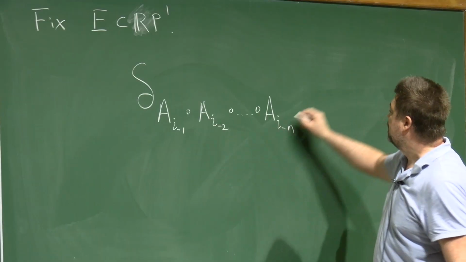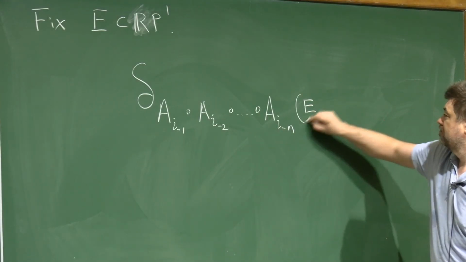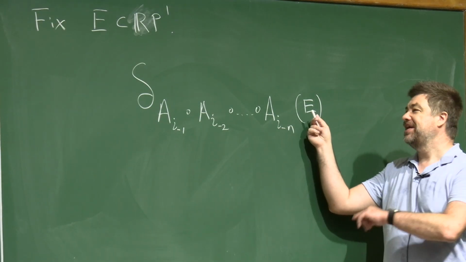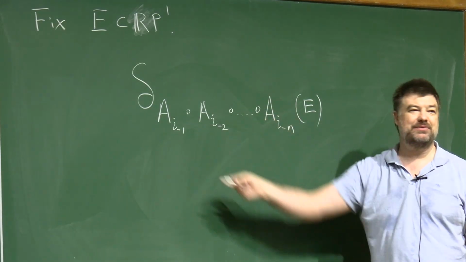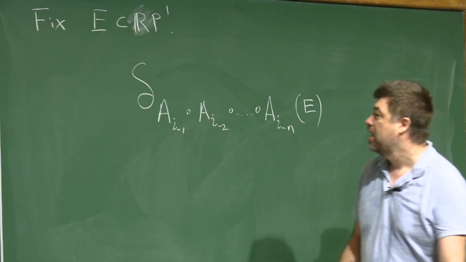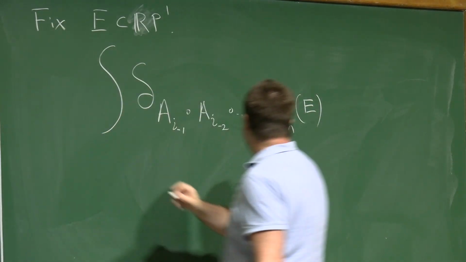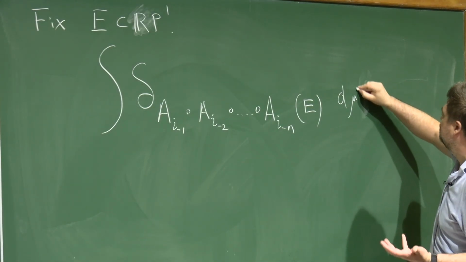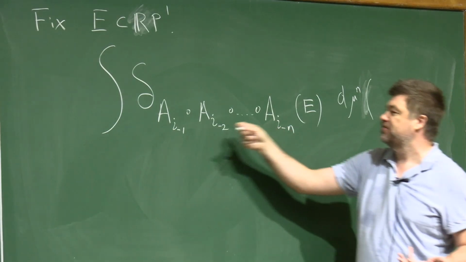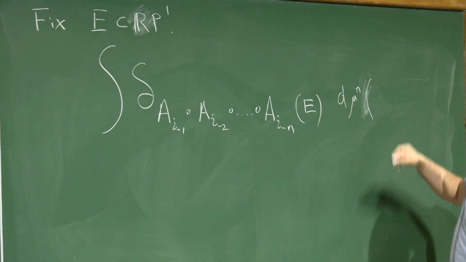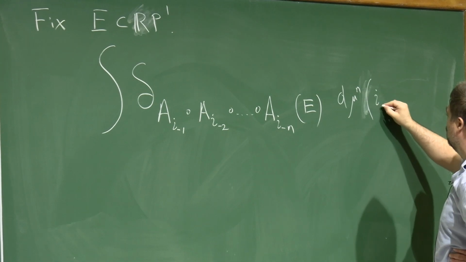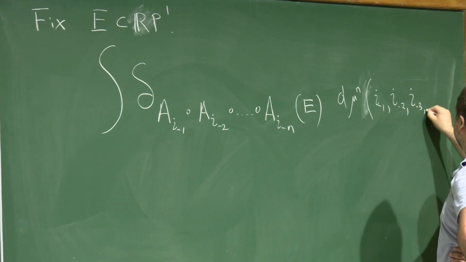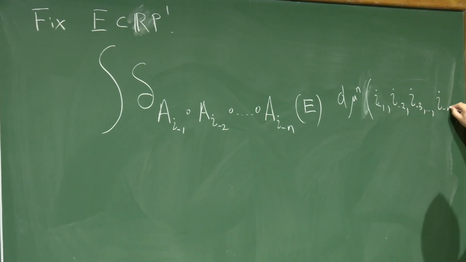And I'm going to apply this to the direction E. I started with the direction E, and now this is pointing in some other direction, depending on multiplying all these matrices together. And then I'm going to integrate d mu to the n, picking these matrices IID, and average them all together, over all of these past indices: i minus 1, i minus 2, i minus 3, up to i minus n.